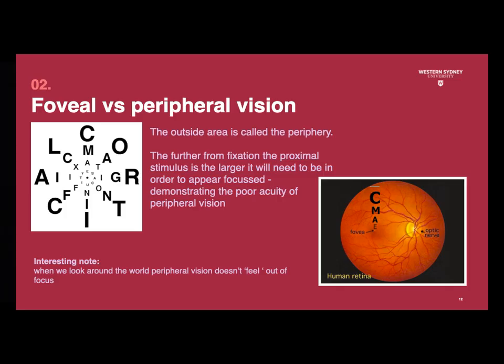Interestingly, even though visual resolution varies quite dramatically across the visual field, one doesn't generally feel as though peripheral vision is out of focus, but it is. You can easily demonstrate this for yourself. Try looking at a specific object, such as one of the letters on this slide. While you're doing this, try to identify an object or word in your peripheral vision. If it's a relatively small object, you'll probably struggle.